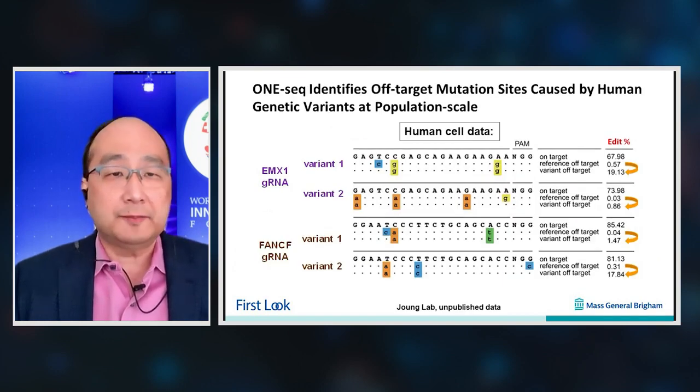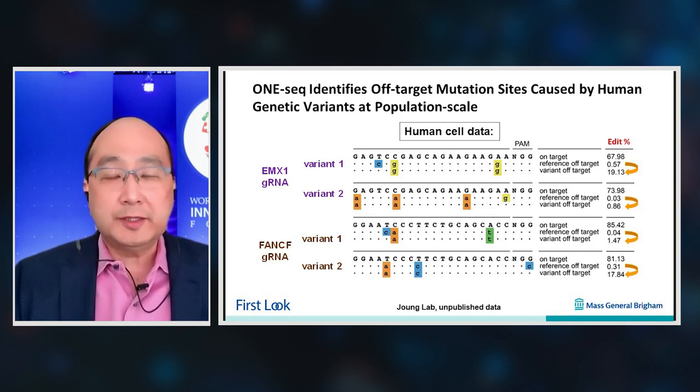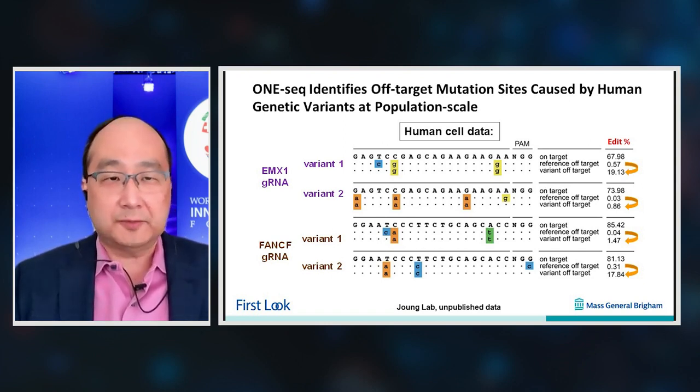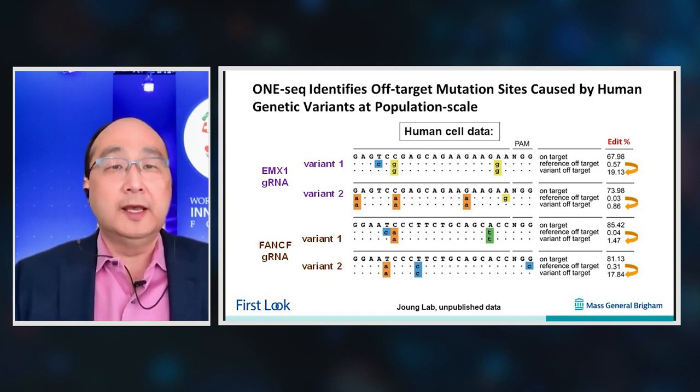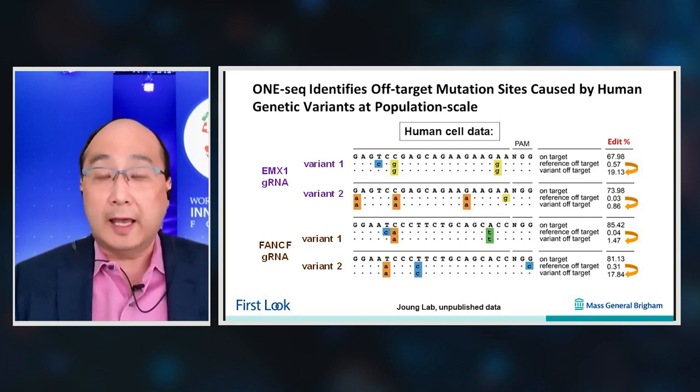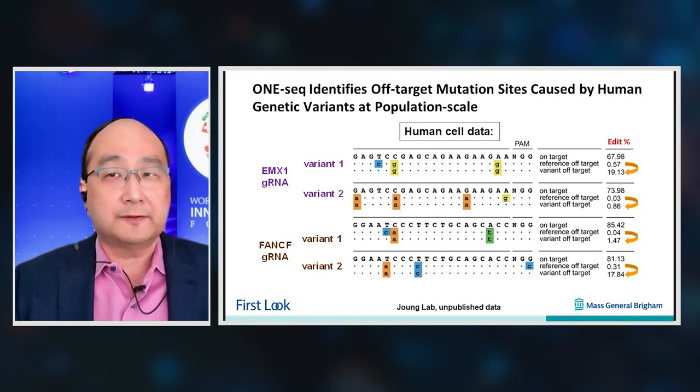So let me give you some examples of how OneSeq actually identifies these types of sites. So we did OneSeq with 2 different Cas9 nucleases programmed by these 2 different guide RNAs shown here. And OneSeq actually identified 2 different SNPs or variants in the genomes of individuals from the 1,000 Genomes project, in which a single base change changes the number of mismatches in the sites. And I should say in vitro also leads to a difference in cutting activity.